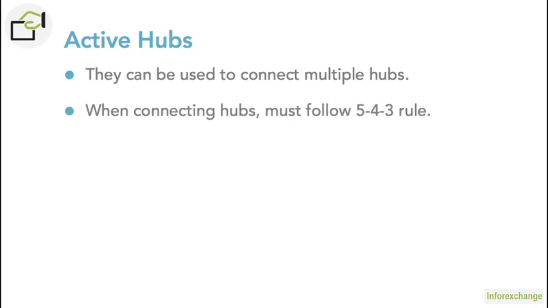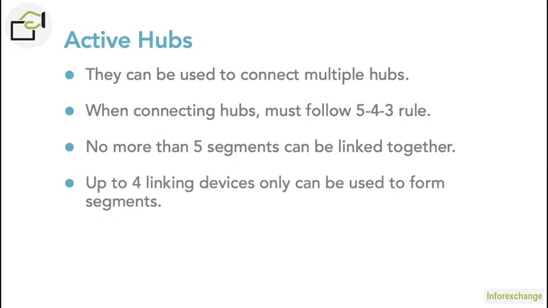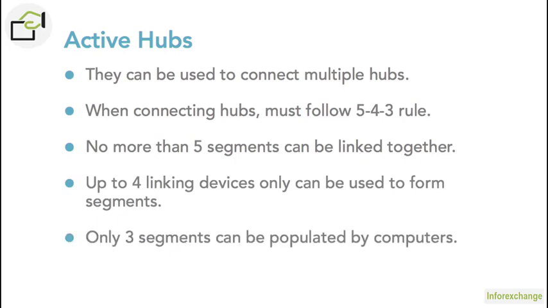One, you can have no more than 5 segments total on your network. Two, you can only have up to 4 devices or active hubs linking the network together. And three, only 3 of your 5 segments were allowed to be populated by computers.